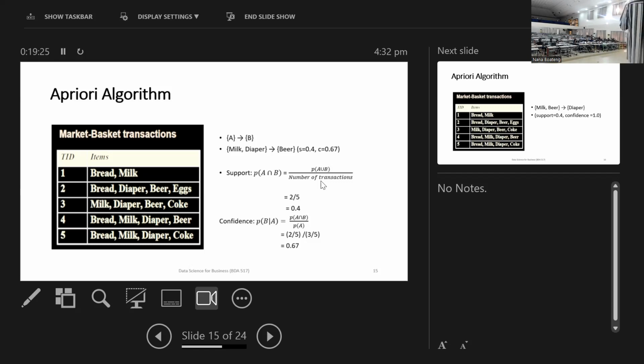So we are looking for the support. The support is the number of times that A and B are here. A is milk and diaper, and B is beer. So the number of times these three are going together, we check from here, it appears twice. That is the third transaction and then the fourth transaction. Therefore, our support is 2/5.